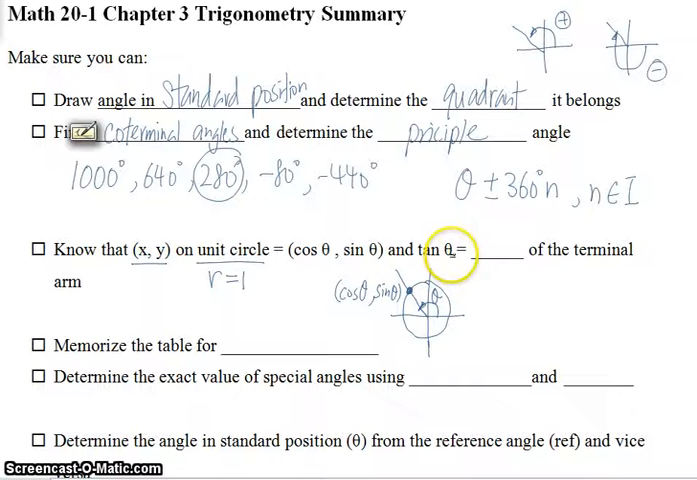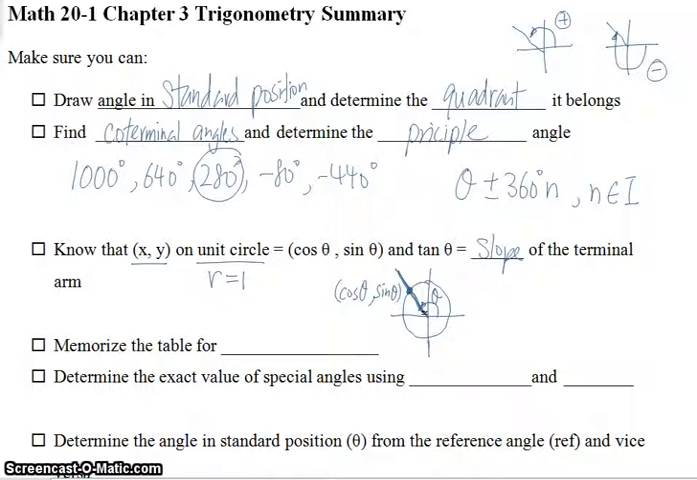How about tangent theta? Tangent theta we know is sine theta over cosine theta. So if you look here, it's y over x. Y over x is slope, if you remember the slope formula. So tangent theta is the slope of this terminal arm. So this is a new concept. Tangent theta is the slope of this terminal arm.